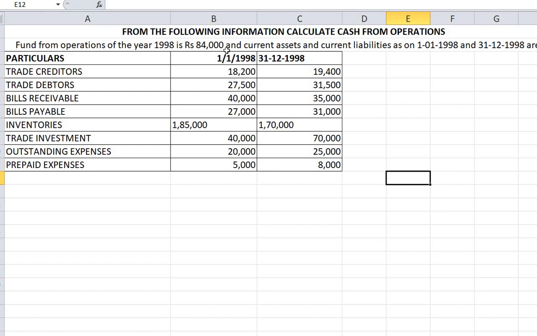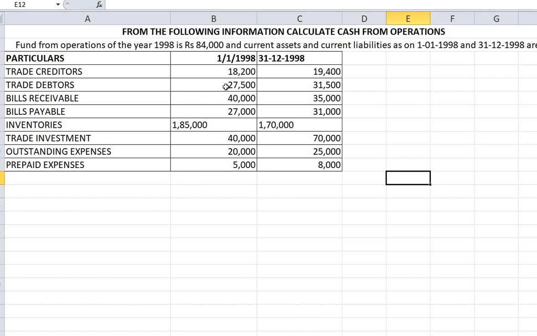As I told you, sometimes in the question they will directly give the fund from operation and current asset and current liability as on 1/1/1998 and 31/12/1998, as follows. Let us see how the particulars are given. The first particular given is trade creditors. Trade creditors on 1/1/98 is 18,200 and on 31/12/1998 is 19,400.